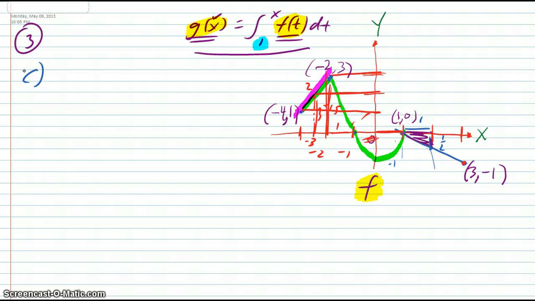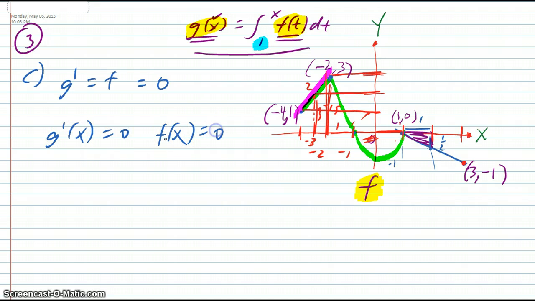So horizontal tangent line. Anytime it says horizontal tangent line, you're looking for a place where the derivative, or g prime, which in this case is f, is equal to 0. And you'd like to state that. You want to say g prime at x equals 0, or f of x equals 0. That'll get you a point on the test. It was given 1 point, so a +1 just for saying that.